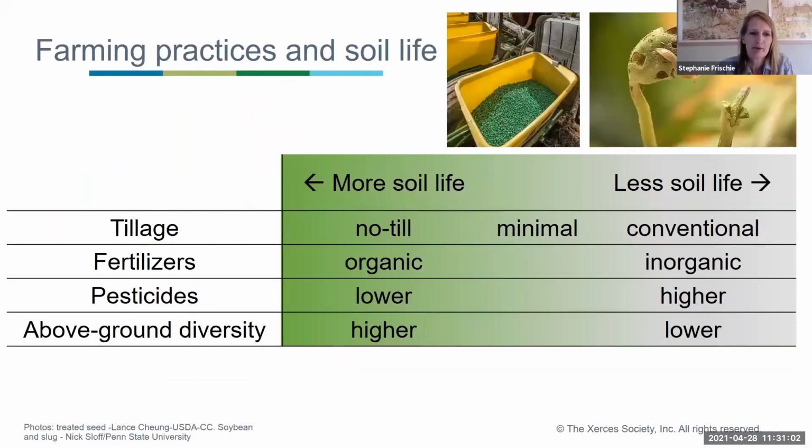And then for the most part with these different management practices that we can make choices about, there's one side of them which is helping to support more soil life, such as less tillage, less synthetic fertilizers, less or no pesticides, and higher above ground diversity. And then on the right-hand side of this table, these practices are going to lead to less soil life, kind of the opposite of those.